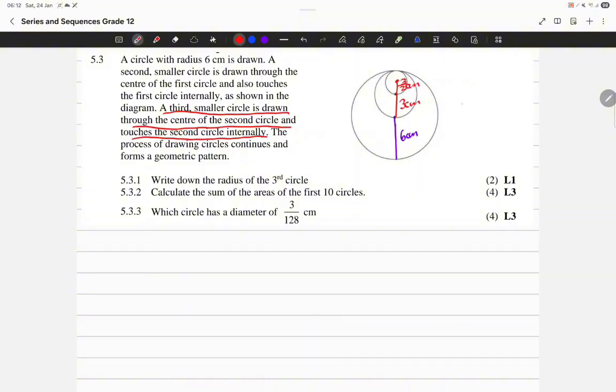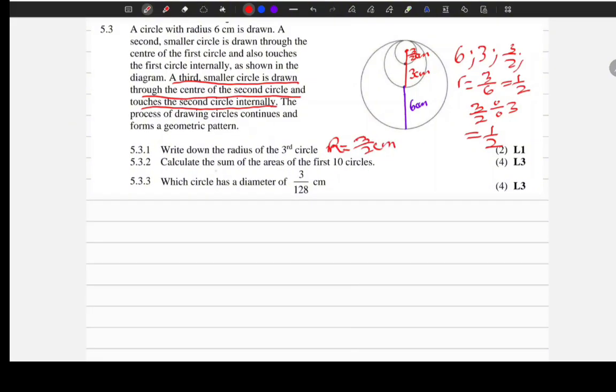And if you analyze this, we have 6. In fact, we're now creating a pattern. We have 6, 3, 3/2. We seem to be dividing by 2 each time, meaning that our constant ratio in this case is going to be half. And we can confirm that also by dividing term 3 by term 2, and we also get half again. Write down the radius of the third circle. All right, we've done that already. Radius is equal to 3/2.